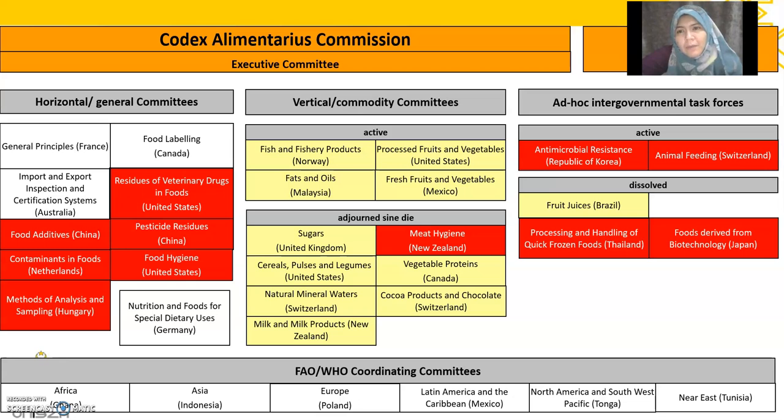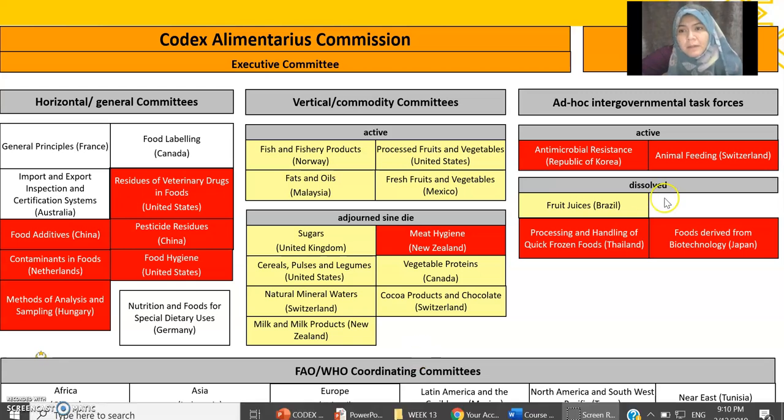And the fourth one, we have what we call an ad hoc intergovernmental task force. For example, there was an issue in terms of animal feeding among the cows in Switzerland. That's why they needed an ad hoc task force in order to look at the food standards in terms of animal feed.